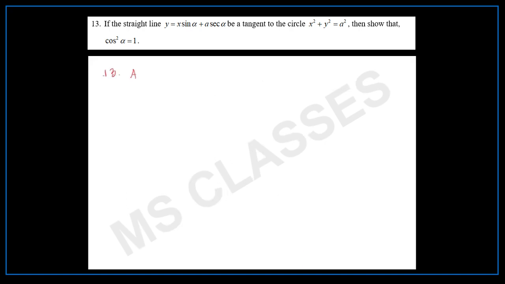Alternate method. Now this is a conceptual method, a very nice and simple method. Here the equation of the circle is given: x square plus y square equal to a square.